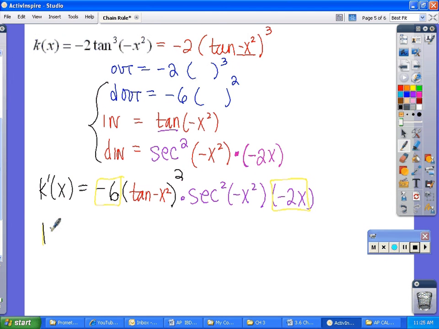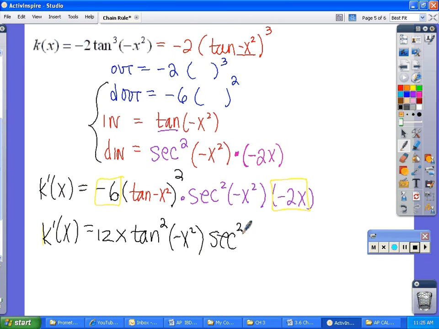And I get 12x, and then multiply by tangent. And the term is squared, so I'm going to move the squared on the inside, put back my parentheses, and the secant, same thing, squared on the inside, put back my parentheses. There's your final answer for the fourth quiz question.